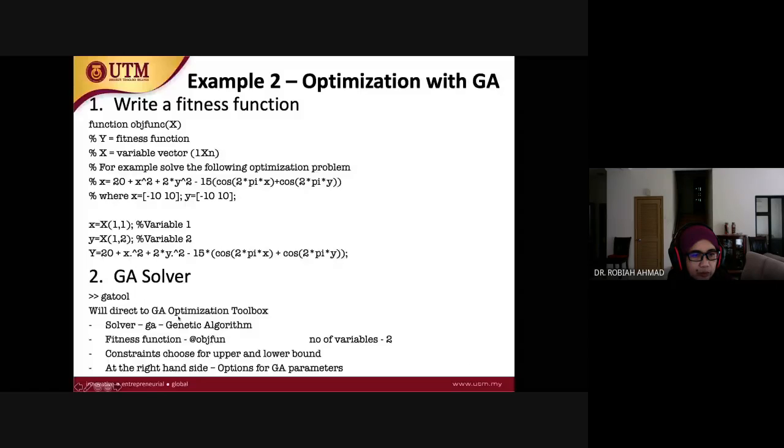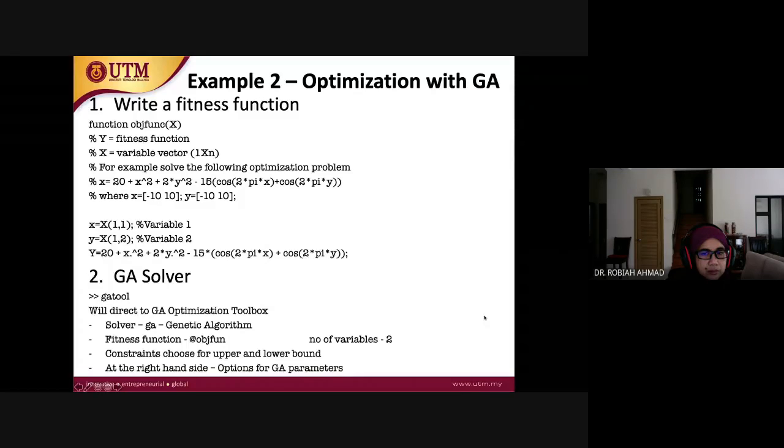Okay, so we have two variables. This is very confusing. We have y here, small y and big Y. Never mind. The variables are small x and small y, and the function is capital Y. This is the equation: 20 plus x square plus 2y square minus 15 cos 2 pi x plus cos 2 pi y.